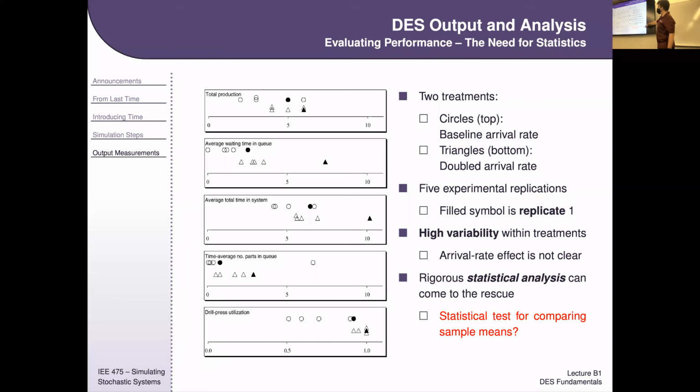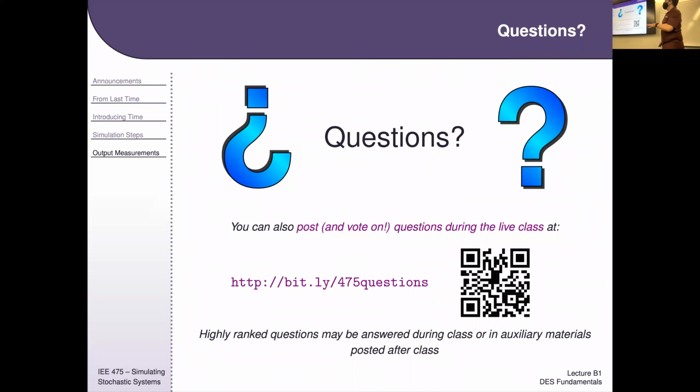So, high variability within treatments, need to use statistical analysis. And that's the second half of the class: all about the right stats to use to analyze this type of variable data. All right, and that's all I've got for you today.